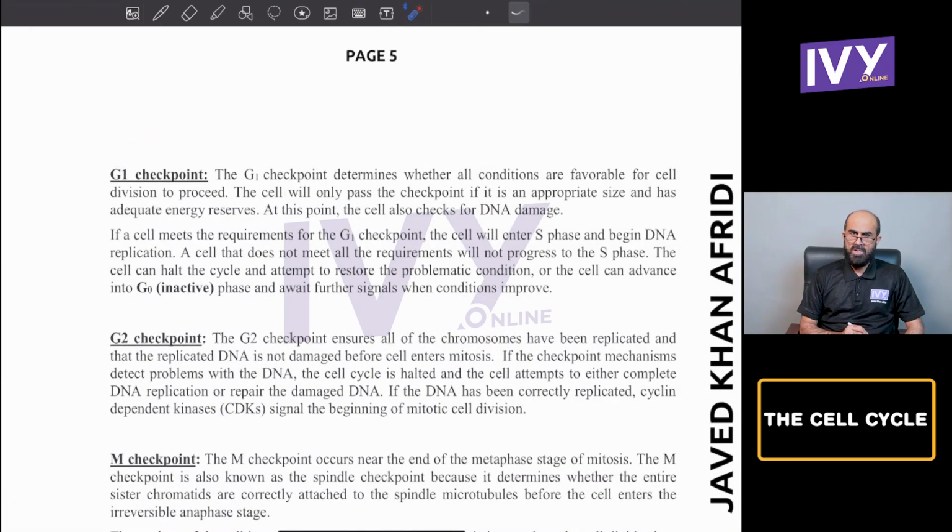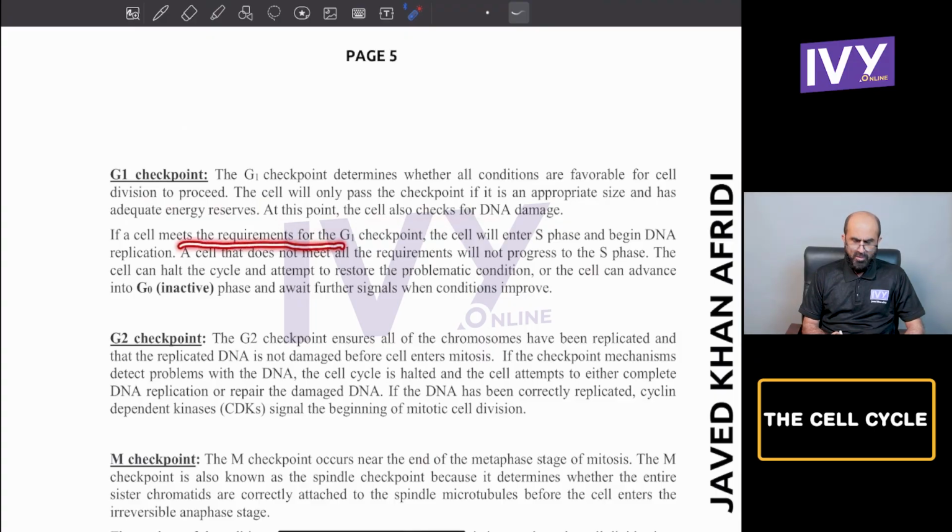Now, the first one is the G1 checkpoint. The G1 checkpoint determines whether all conditions are favorable for cell division to proceed. The cell will only pass the checkpoint if it is of appropriate size and has adequate energy reserves. Energy comes from ATP, and ATP is produced through chemical reactions, and for chemical reactions we need enzymes. I told you that enzyme formation takes place in the first step, in G1, with the expression of genes. So if there are no adequate enzymes, how can you get the energy? The process will be halted. At this point, the cell also checks for DNA damage.